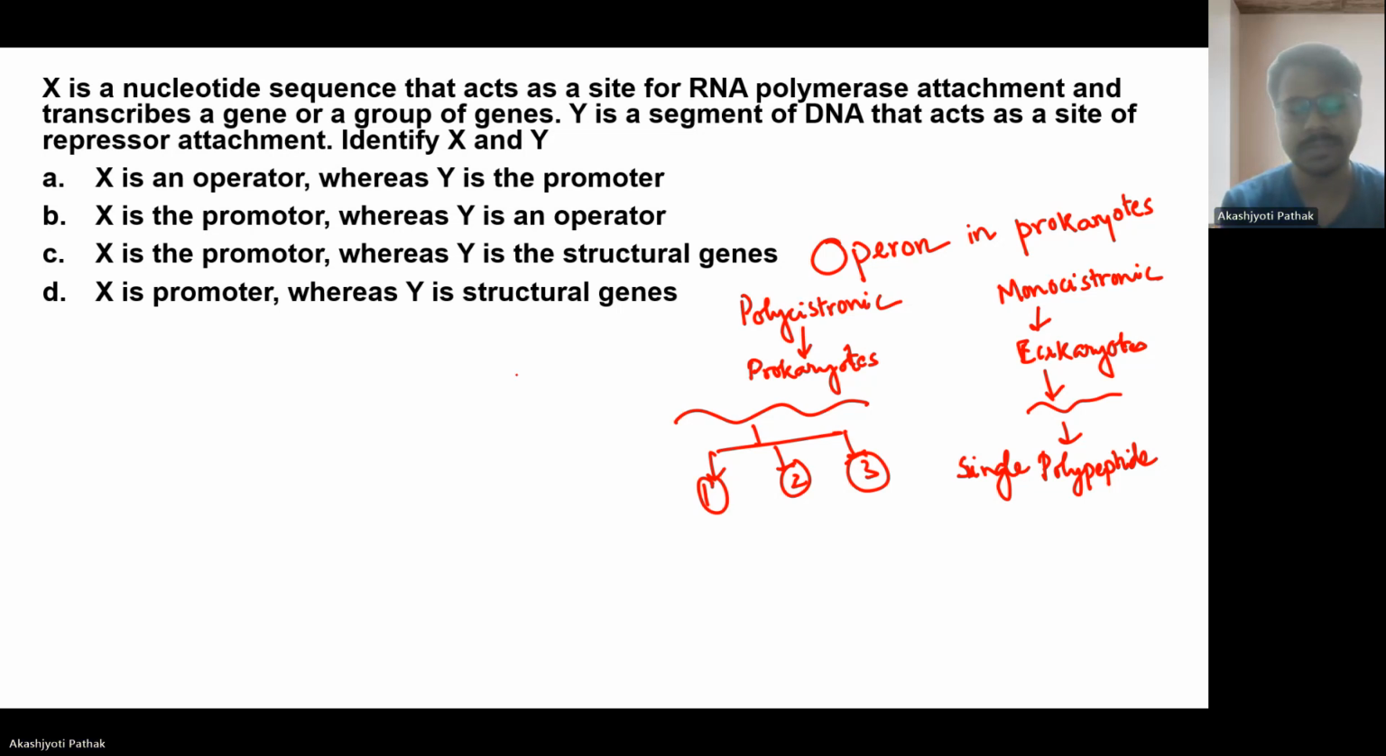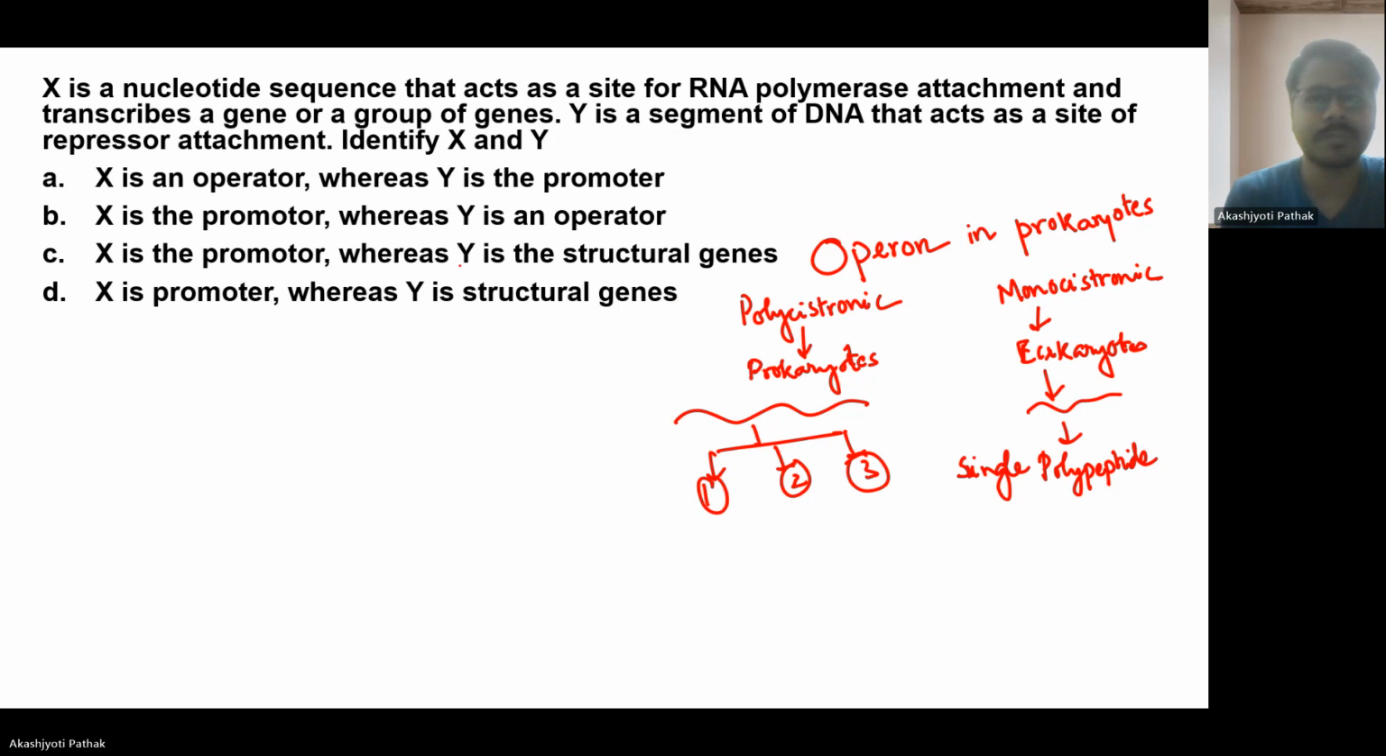This operon is mainly present in prokaryotes. And why is it required? This is required because all these genes can be involved in the same biochemical pathway, or all the three proteins are related to each other in performing a common function, or are involved in a particular biological process. So that is why these three genes are together. They are controlled by a single promoter region of the DNA.